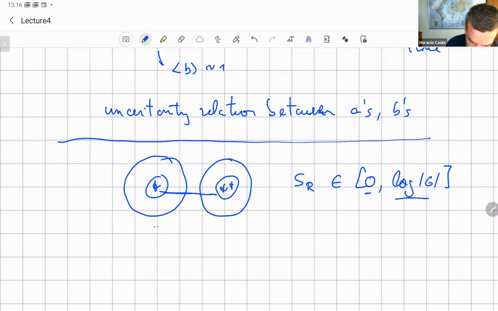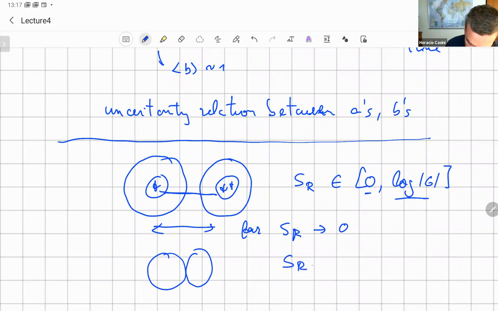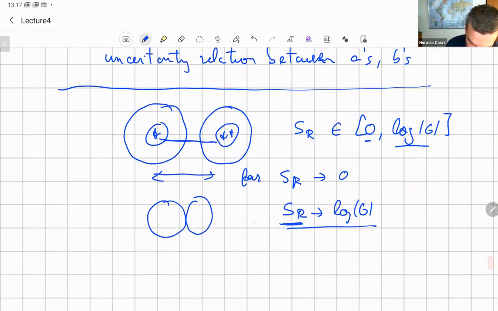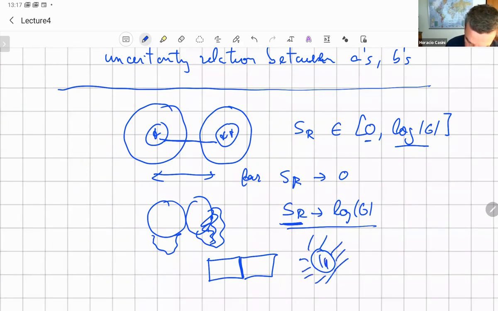So when these two balls are very far separated from each other, or the balls are small, then the relative entropy order parameter will go to zero. And when these balls touch each other, this will go to log G. And interestingly, in this limit, when they touch each other, this relative entropy does not depend on the geometry. You can add pieces here, move these regions, make them touch more in the boundary, whatever, or make one outside the other, touching each other, and then it's always log G.